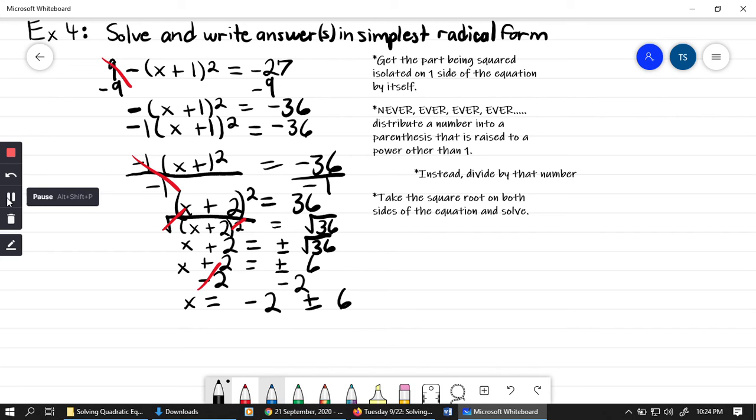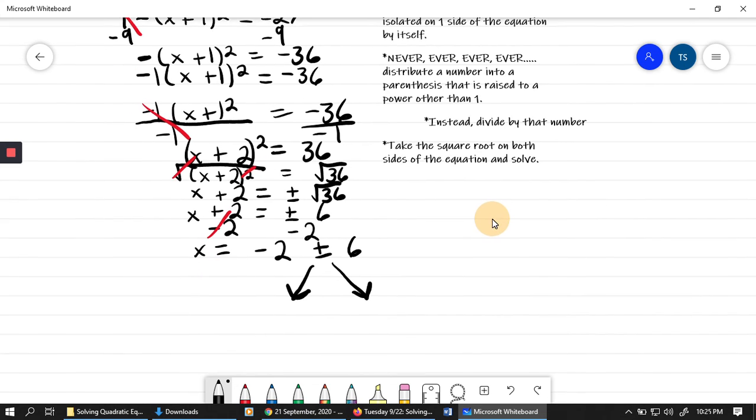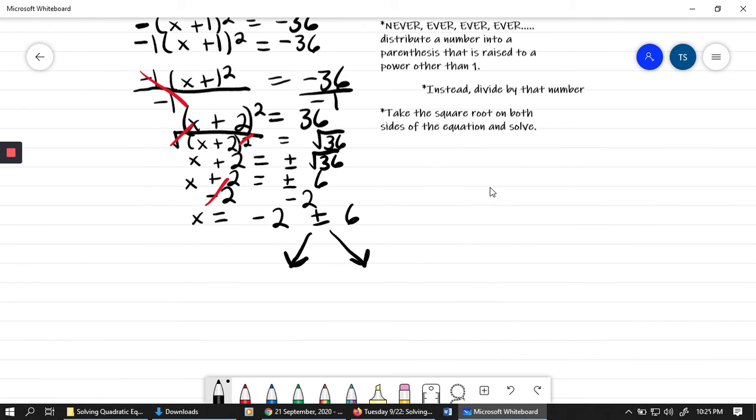So again, there are two answers here, and we can simplify these two answers because they're both whole numbers. One answer is where you're going to have negative 2 plus 6, and the other one is going to be where you got negative 2 minus 6. Again, that plus or minus sign. There are two versions of this answer. We've got negative 2 plus 6 and negative 2 minus 6.